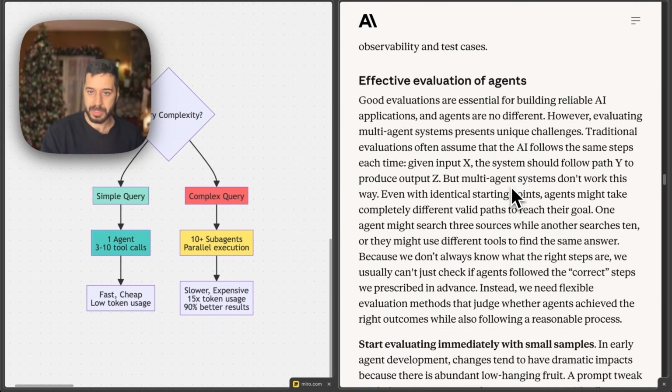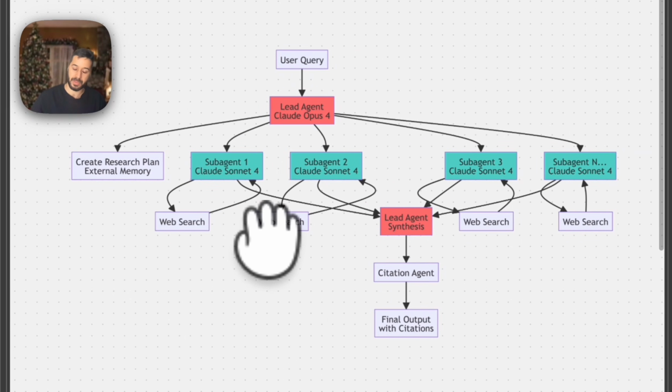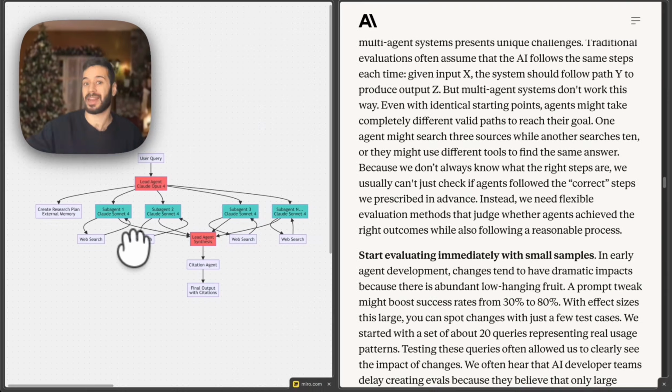So now let's talk about the evaluation. Actually, evaluating a multi-agent system is tricky because there are a lot of points of failure, and there are a lot of degrees of freedom, a lot of things that could go wrong. So let's go through them one by one.